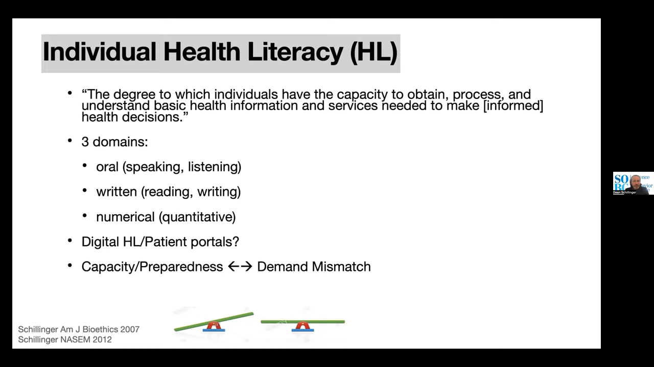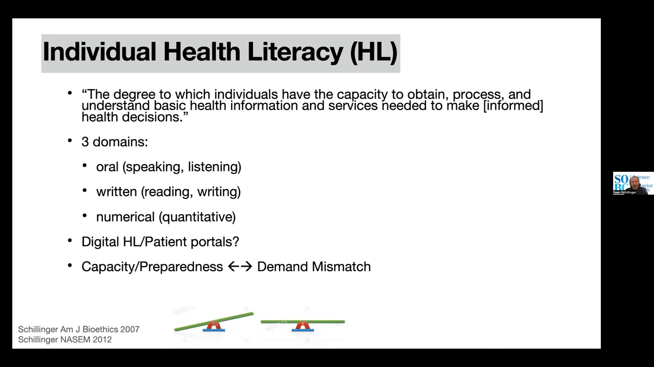In line with Dr. Gee's talk and Dr. Cooper's talk today, many of us have begun to shift the focus of the definitions around health literacy as a fixed capacity to thinking more of health literacy as a balance or imbalance, as the case may be, between the capacity and preparedness of the patient and family and caregivers in relation to the communication demands that we as individual clinicians or we as healthcare systems and institutions place on patients and families.